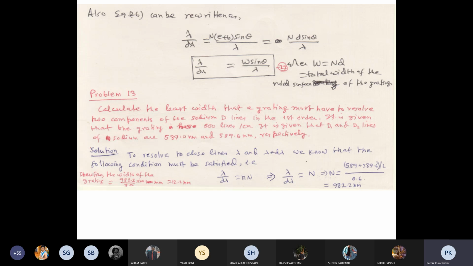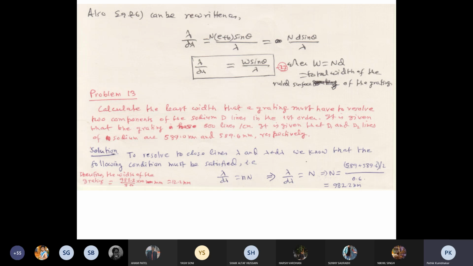So W is the total width of the ruled surface of the grating. So lambda by d lambda is sometimes written as W sin theta by lambda. It depends on the total width of the ruled surface. It does not individually depend on n and d; you can make n large and d small, or d large and n small, so that the product nd is the same. So lambda by d lambda depends on that.